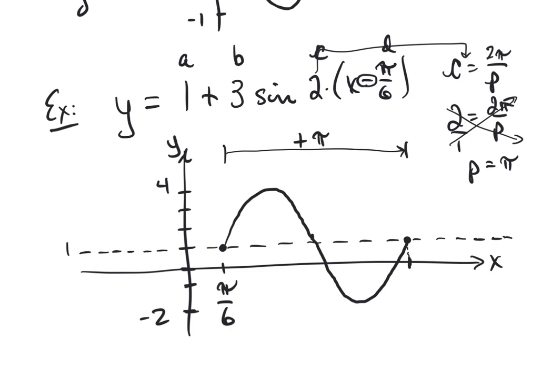But where did we start? We started at pi over 6. So if we start at pi over 6 and we have to travel pi to the right, then that means we end up at 7 pi over 6. Doing a little common denominator action there. We'd end up at 7 pi over 6.